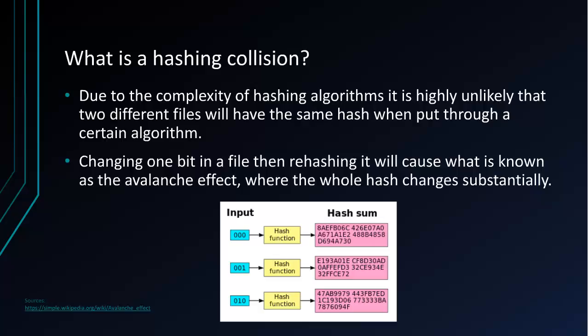Changing one bit in a file, then rehashing it, will cause what is known as the avalanche effect, where the whole hash changes substantially. As you can see in the diagram below, there are three values that are put through the same hashing function. Each one has a completely different hash sum, even though they're only off by 1 bit from each other.